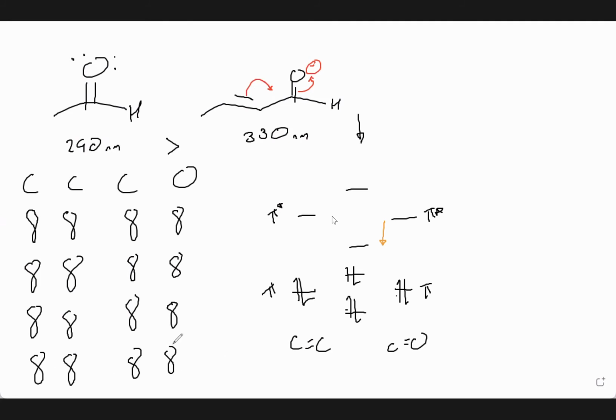What's the most bonding combination, right? What's this going to be? All in phase. All in phase, exactly. So we've got a carbon-carbon double bond and a carbon-oxygen double bond, and there's a bonding interaction between them. And what about this one here? Yeah, exactly. So you've got a carbon-carbon double bond and a carbon-oxygen double bond, but this time they're anti-bonding.